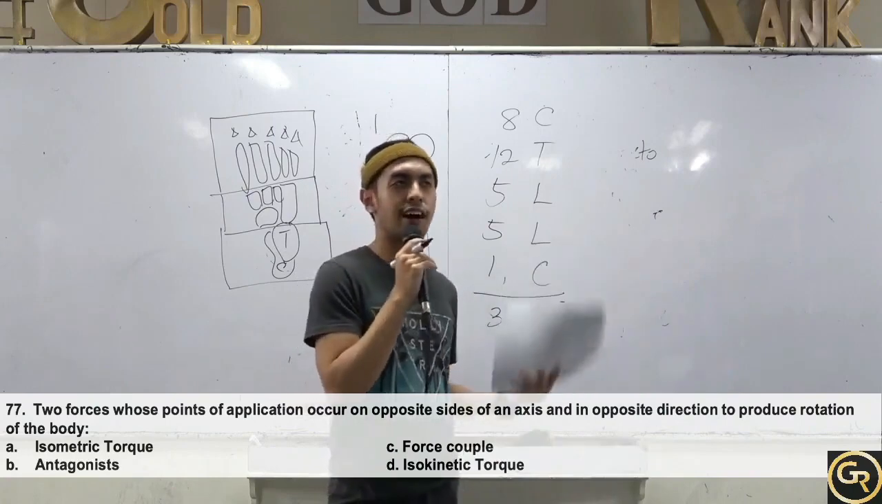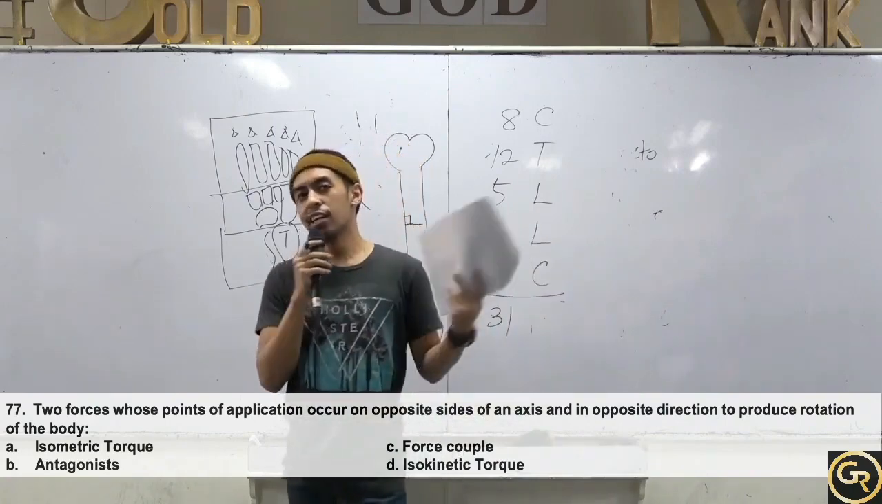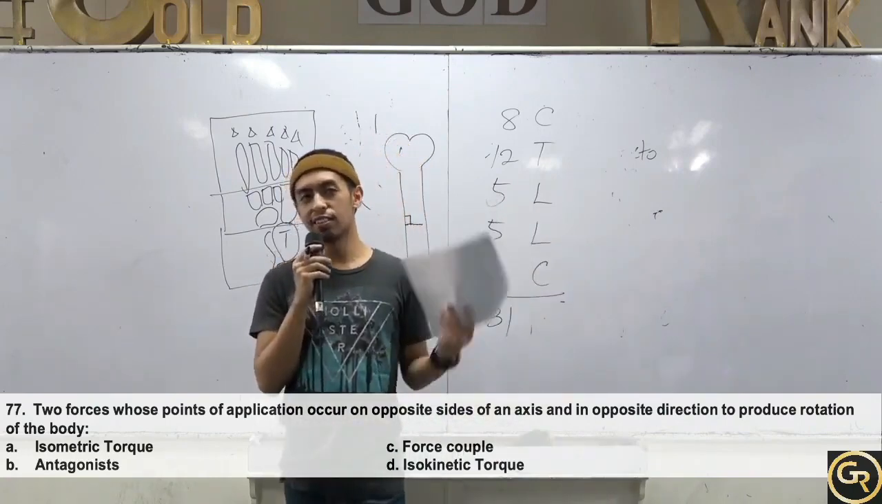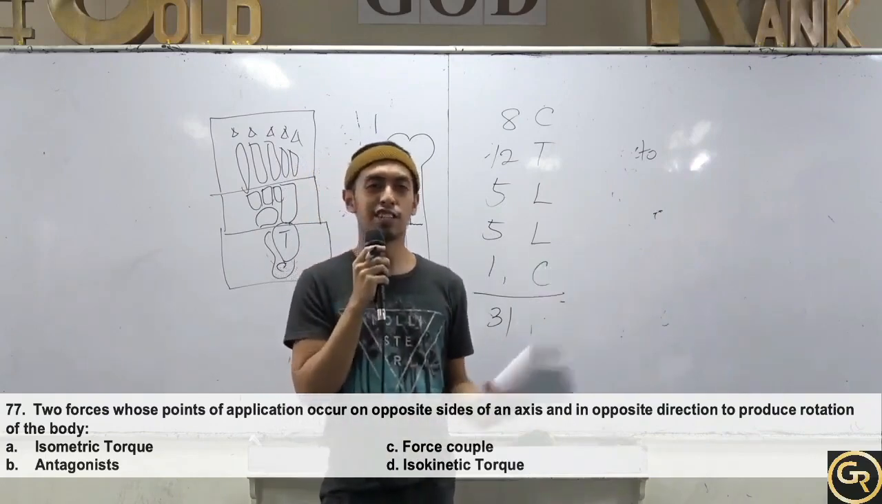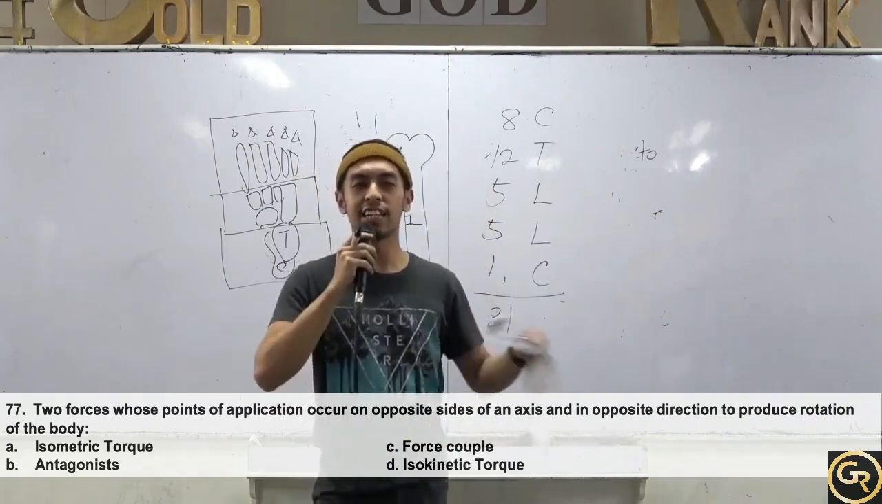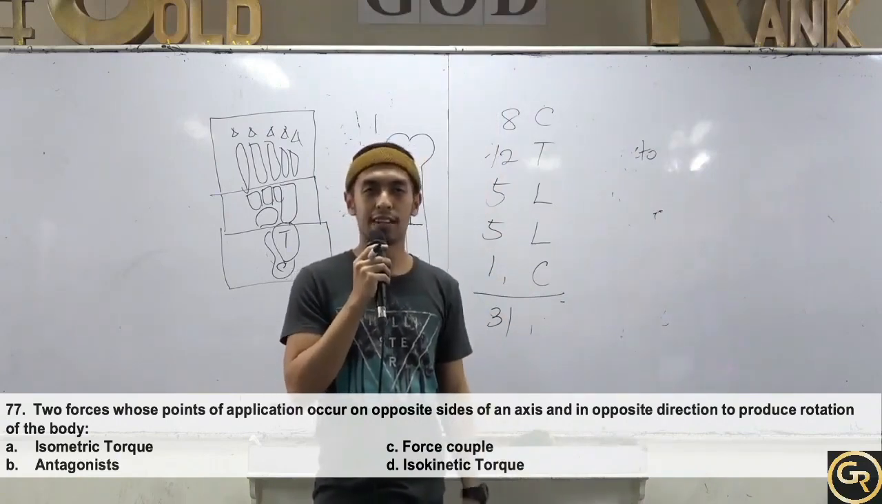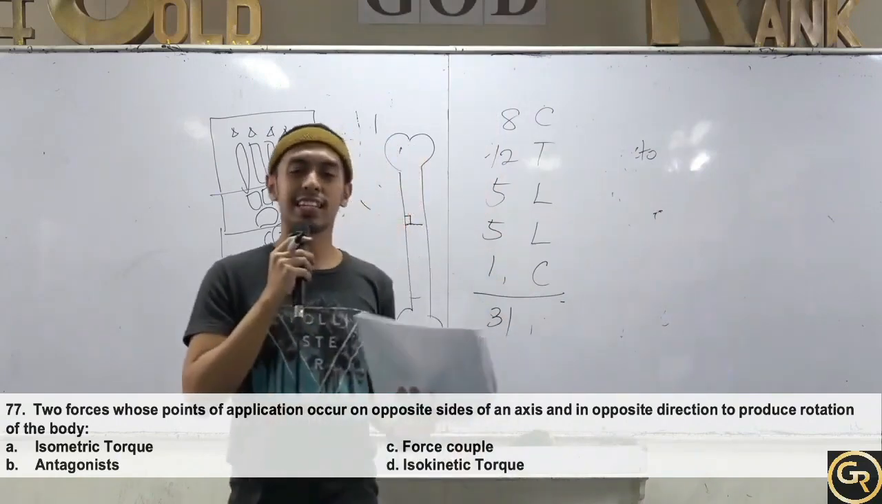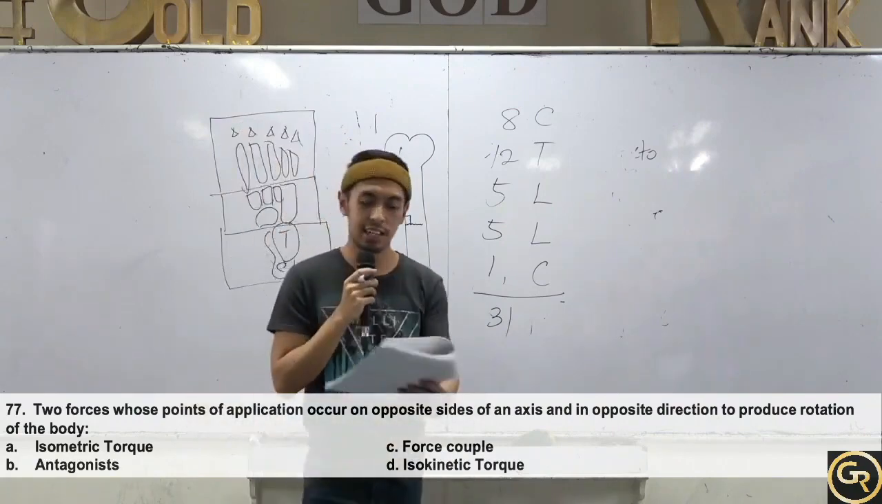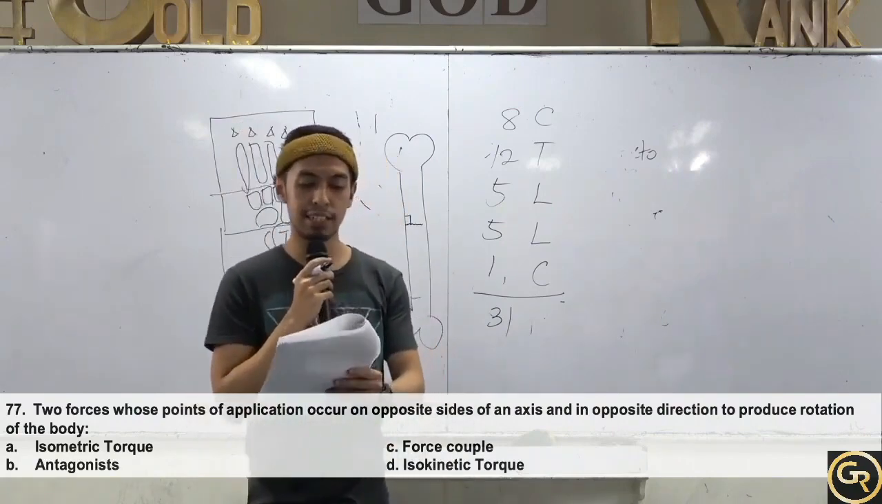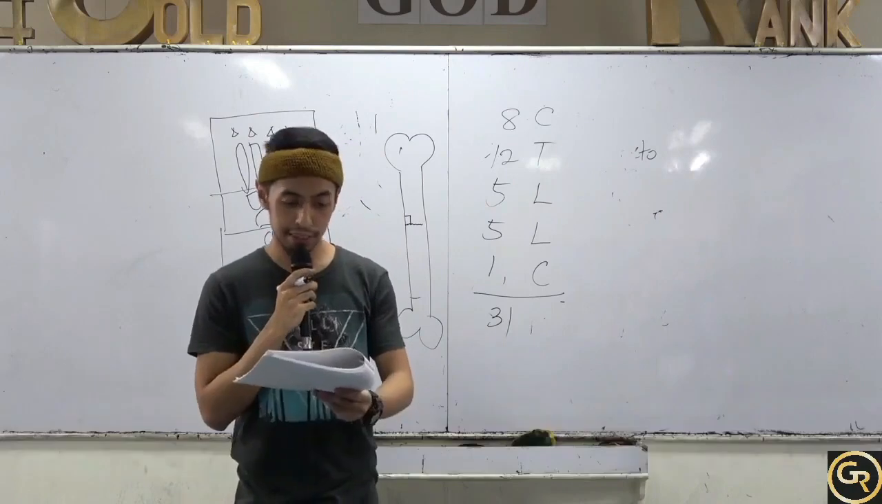Like for example, you have your upper trapezius, your lower trapezius, and your serratus anterior, which all combine to provide the upward rotation motion of your scapula. Okay, that's an example of your force couple. So for number 77, it's letter C.